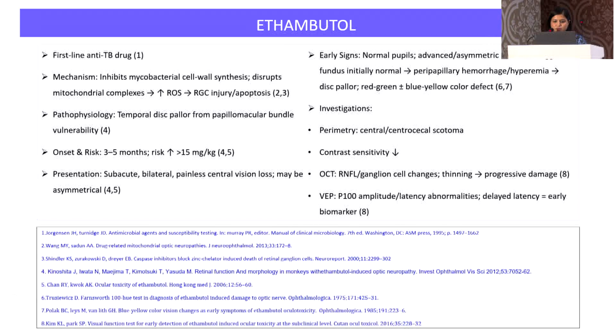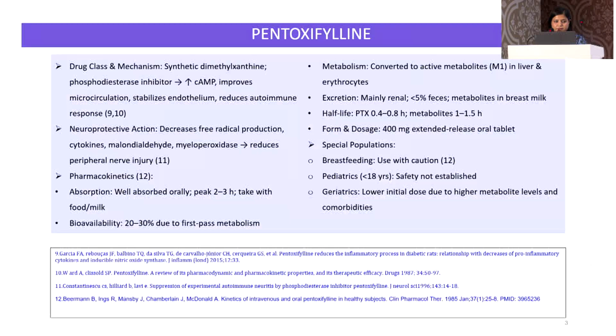On perimetry, we appreciate central or centrocecal scotoma with decrease in contrast sensitivity, and RNFL and retinal ganglion cell thinning on OCT. On VEP, P100 amplitude and latency abnormalities can be seen, and it is an early biomarker.